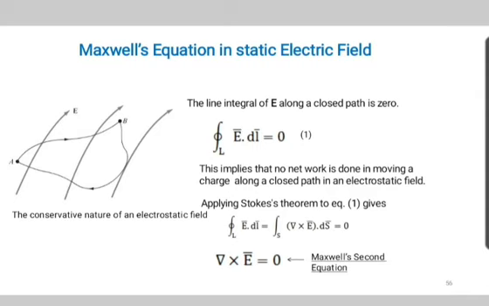So the line integral of E along a closed path, integration of E bar dot dl bar, is 0, and it implies that there is no net work done in moving a charge along a closed path in electrostatic field. So applying Stokes theorem to equation 1, we get this equation as del cross E bar is 0. This is Maxwell's second equation. So what is Maxwell's second equation?